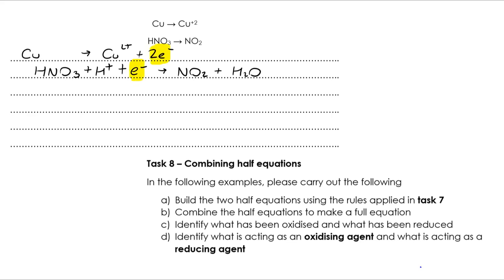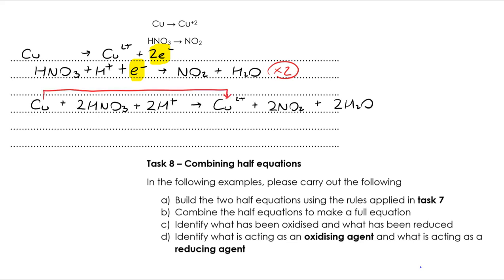At this point, I can see that I've got 2 electrons in the top half equation and 1 in the bottom. So I'm going to multiply the bottom one by 2. And when I combine them, I end up with this. Electrons are gone. Now, my copper has been oxidised, which means it's acting as the reducing agent. My nitric acid, HNO3, has been reduced to NO2. The N has gone from +5 to +4. It's been reduced, so it's the oxidising agent.